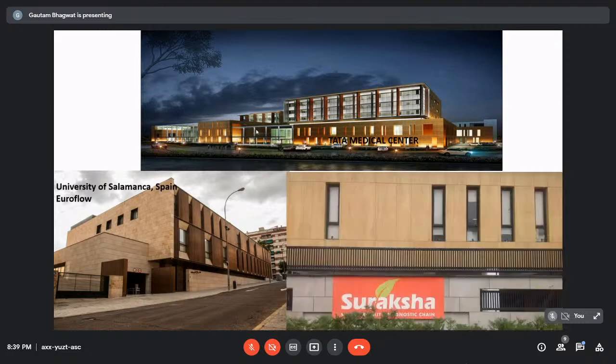And this is Suraksha Diagnostic Center where I am working at present. I have developed the flow cytometry over here in the past 6 to 8 months, and we are ready to go with more and more samples coming in.